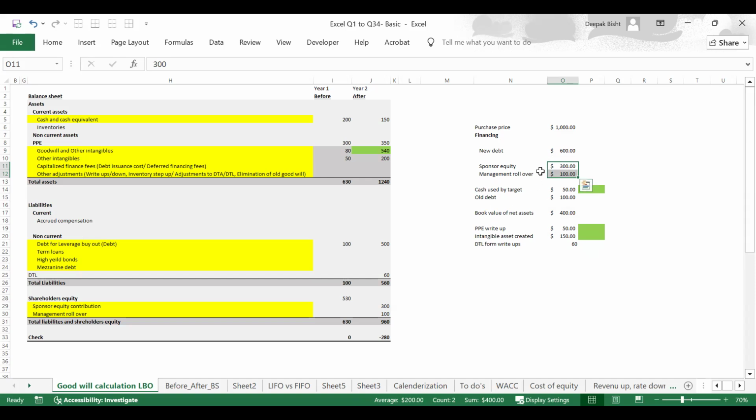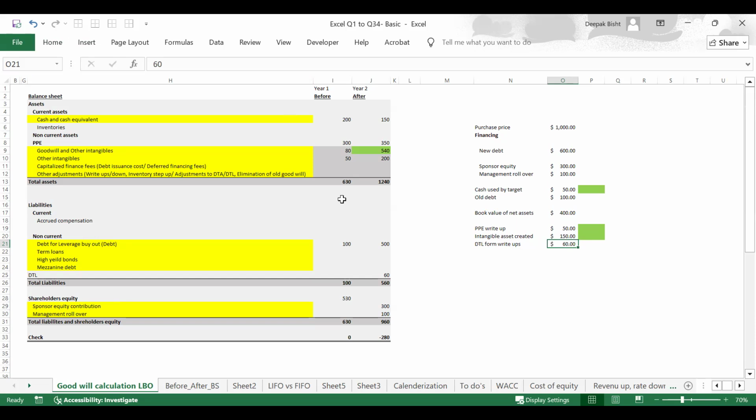And we have acquired the company, and we have used $50 of the company's cash to support our buyout. Old debt in the company was $100, and the book value of net assets was $400 when we acquired the company. PPE write-up was $50, and intangible assets were created worth $150. And there was also a deferred tax liability from the write-ups, which was $60.